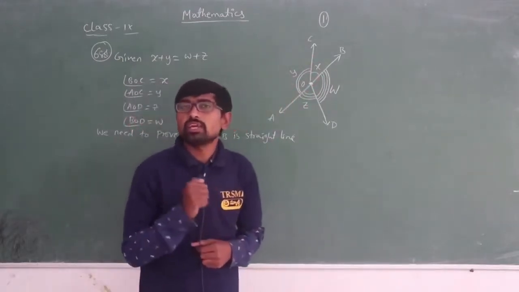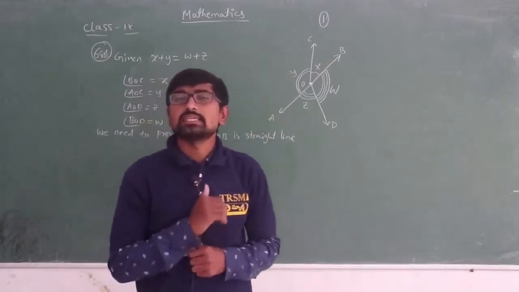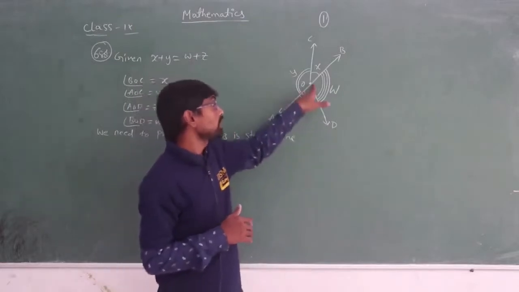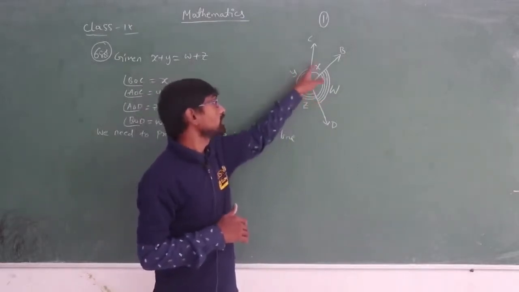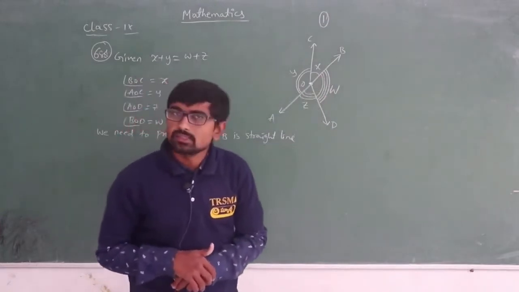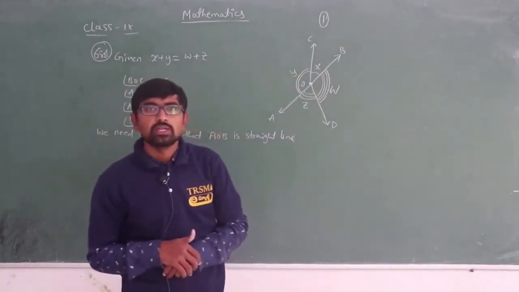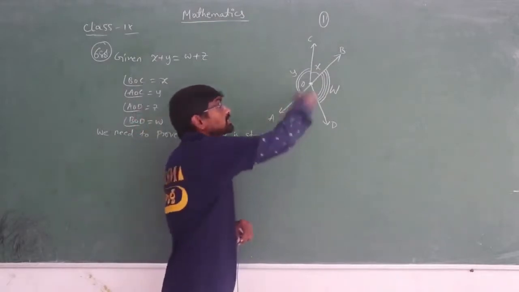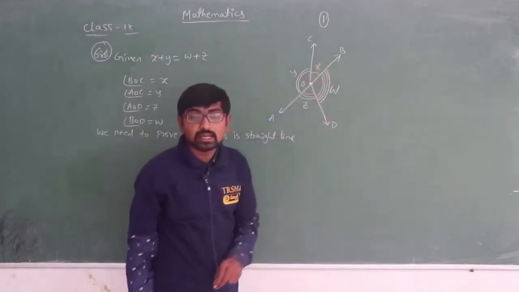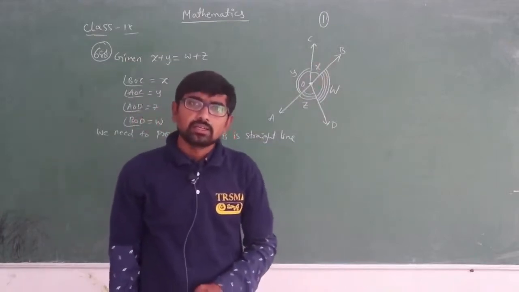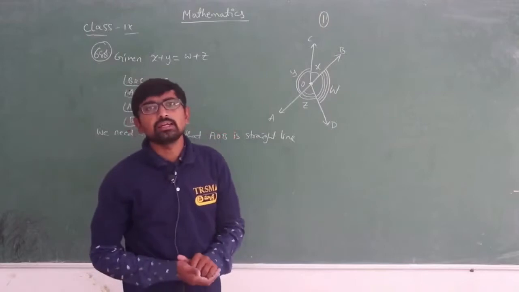Now tell me, when can we say that a line is straight? Whenever the angle at a point is 180 degrees, as we have discussed. A perpendicular line makes an angle of 90 degrees. What about a straight line? The straight line angle is 180 degrees.